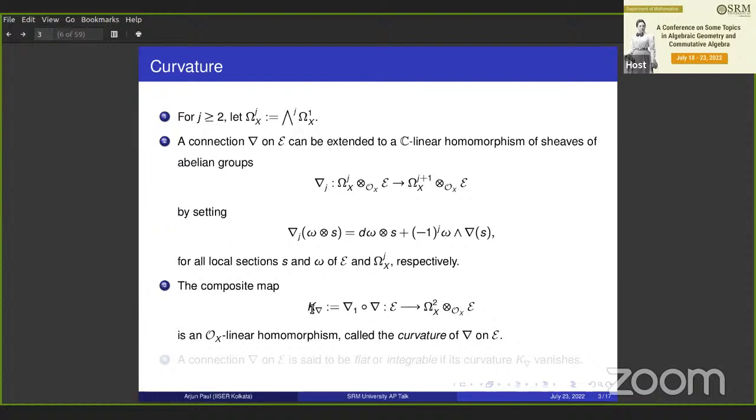an O_X-linear homomorphism. And this is generally denoted by K_∇. This is called the curvature of this connection. Okay. A connection ∇ on E is said to be a flat or integrable connection if its curvature vanishes identically. Okay. Then it's called a flat connection.